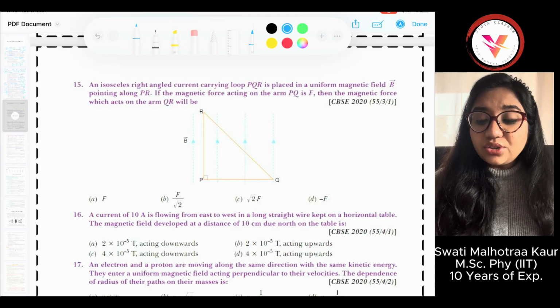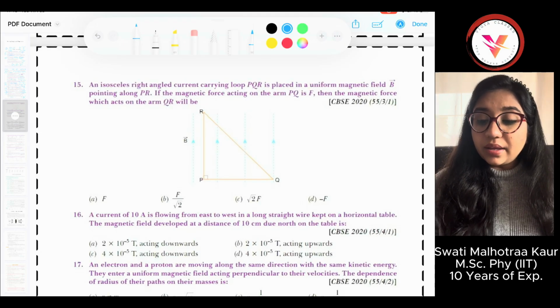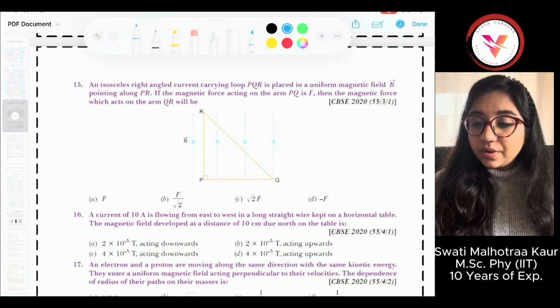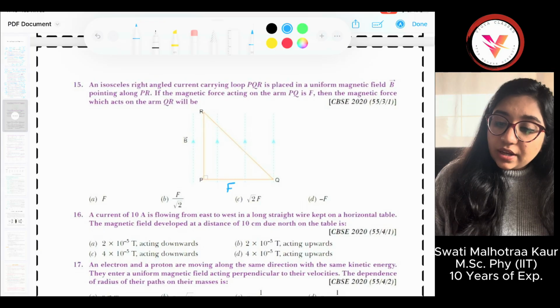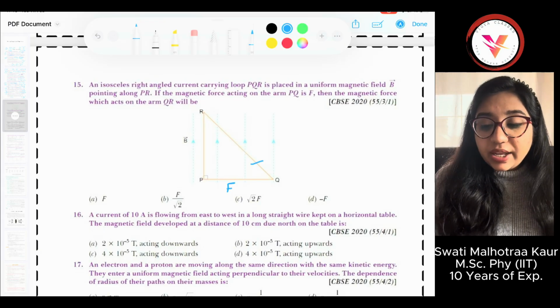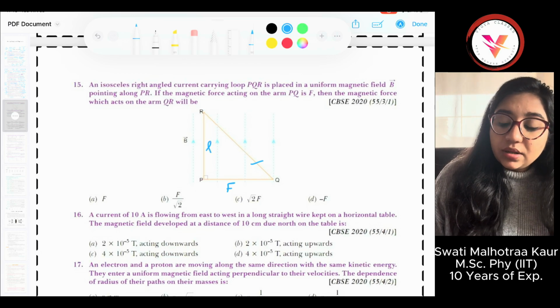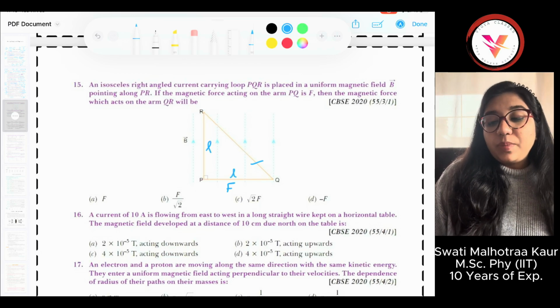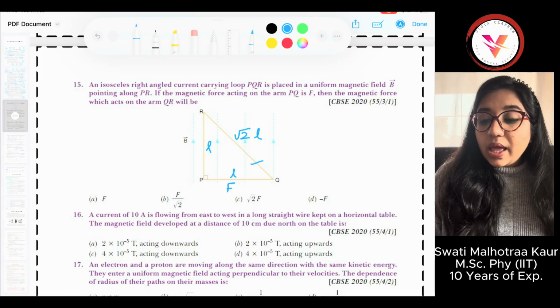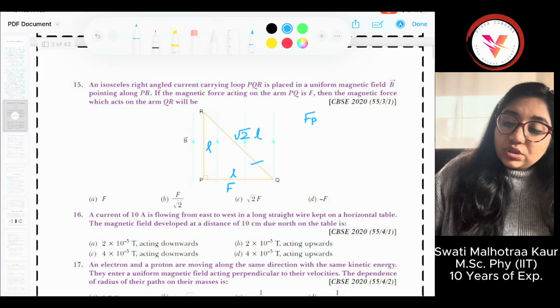Next, an isosceles right-angled current carrying loop PQR is placed in a uniform magnetic field B pointing along PR. If the magnetic force acting on the arm PQ is F, we have to calculate the force along QR. Now, if it is an isosceles triangle, then take these two lengths to be L and this becomes root 2 L using the Pythagoras theorem.